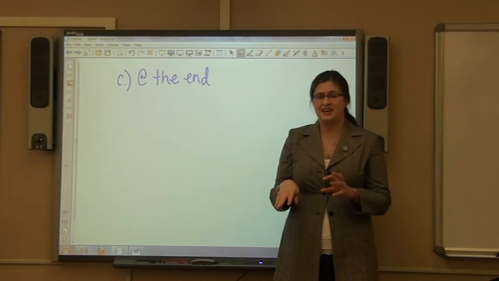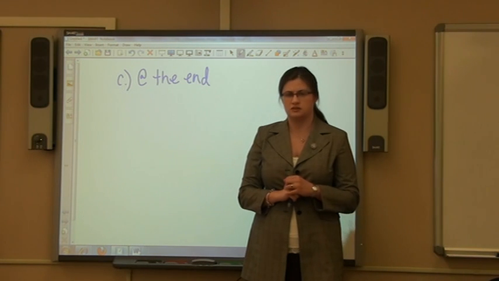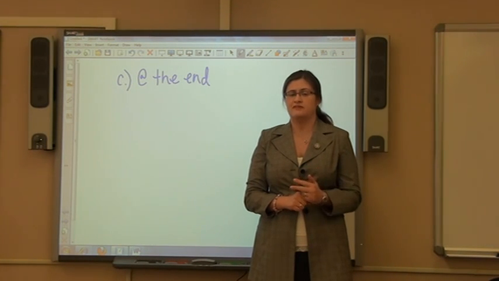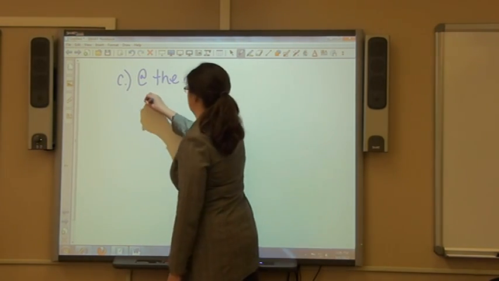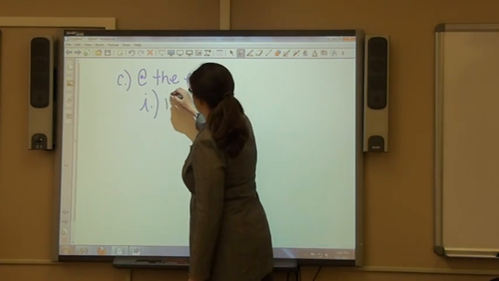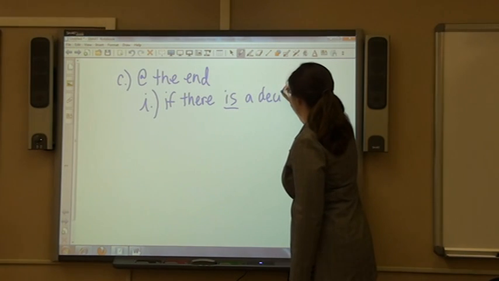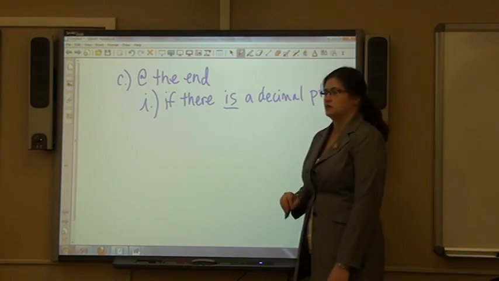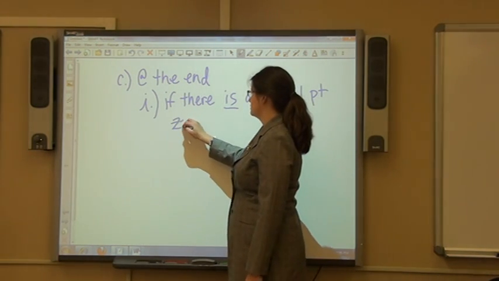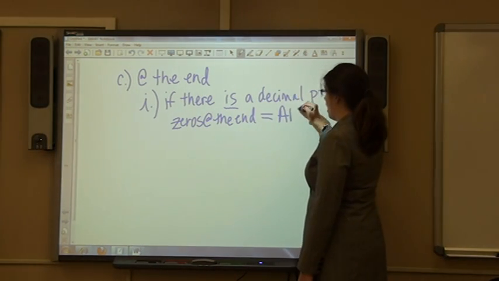Okay, both parts A and B were pretty easy compared to part C. This is the part that's the trickiest for most students. If you have a zero at the end of a number, there are 2 caveats. Here's what they are. So, if your zero is at the end of your number, and if there is a decimal point, the decimal point is the dot in the number. If there is a decimal point, those zeros at the end are significant.